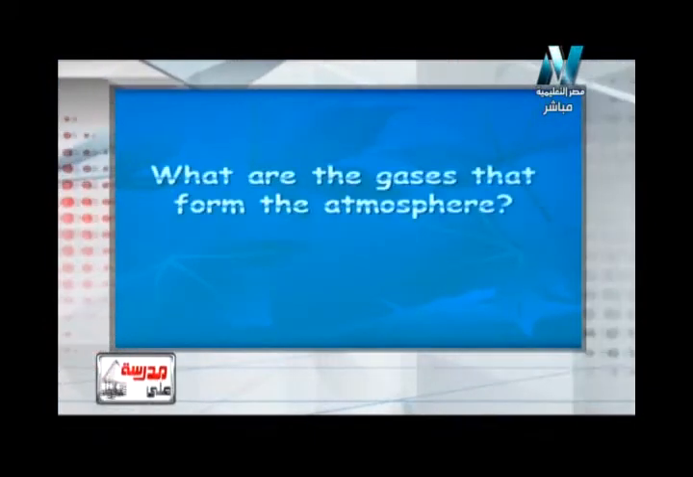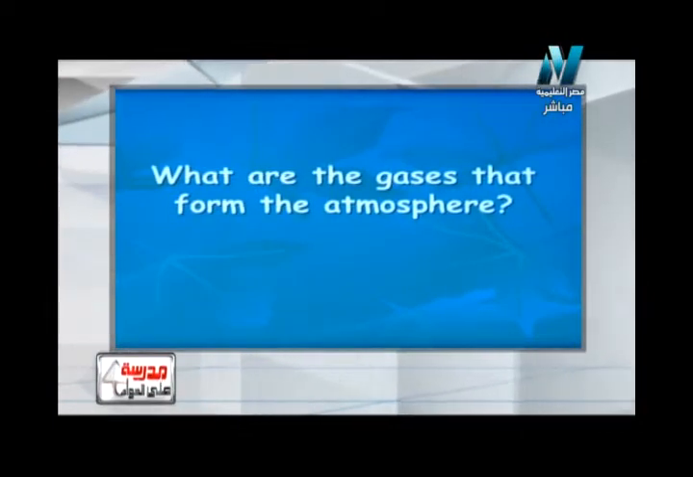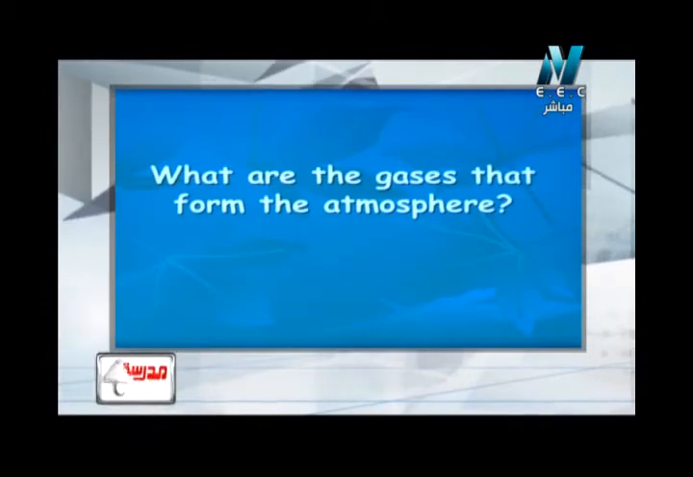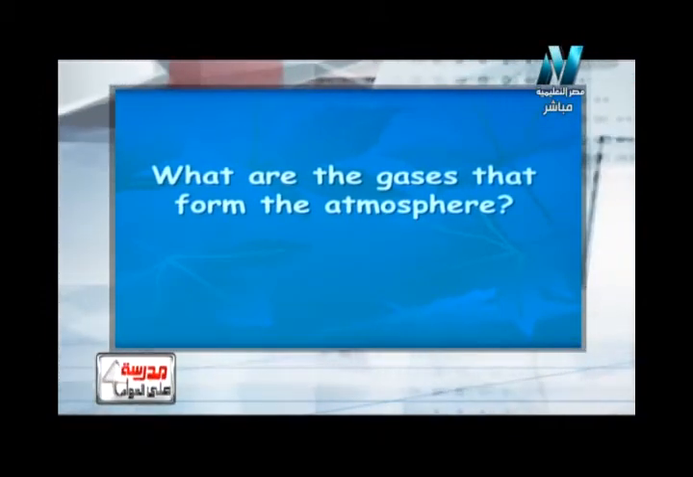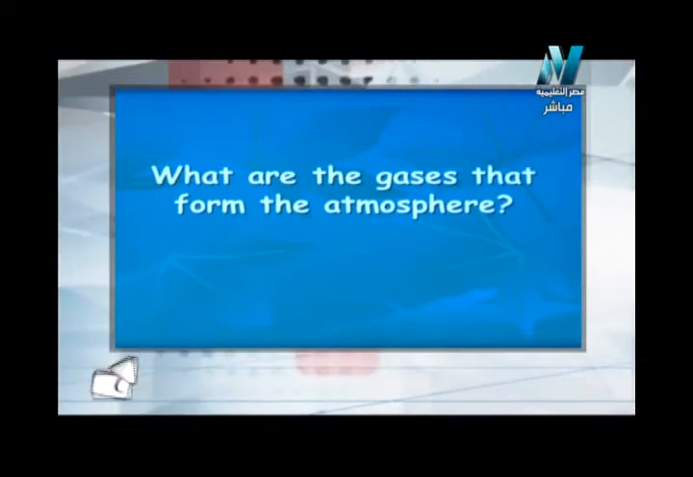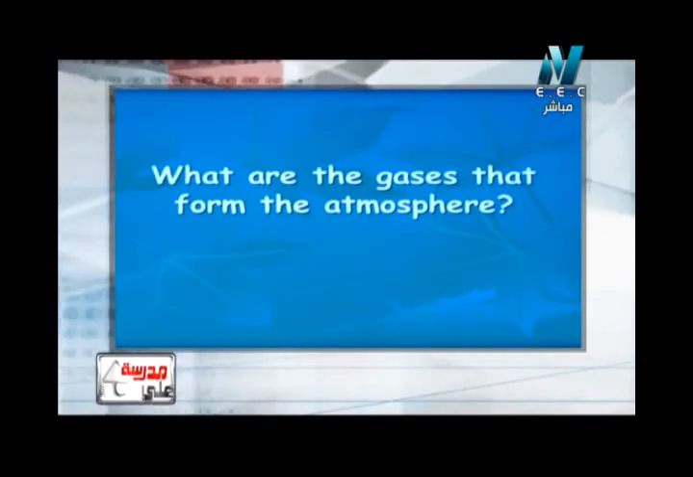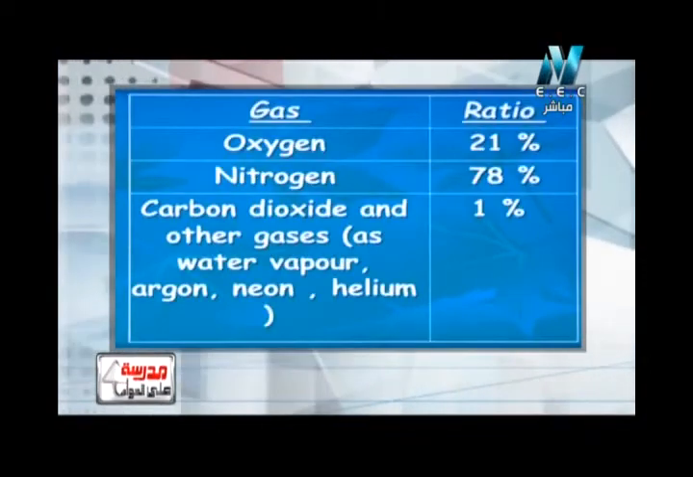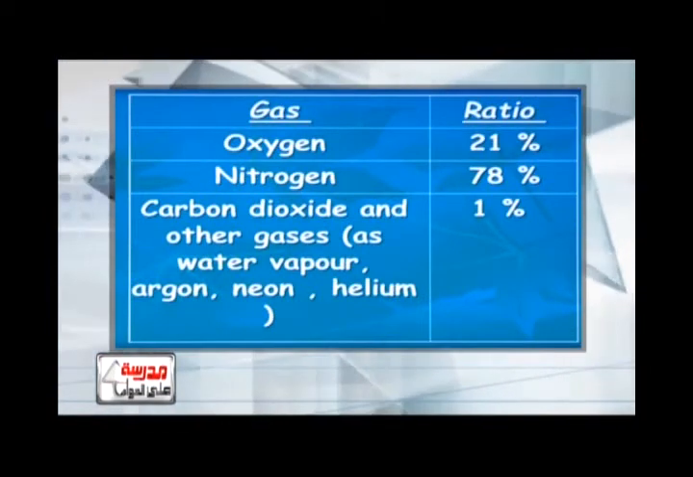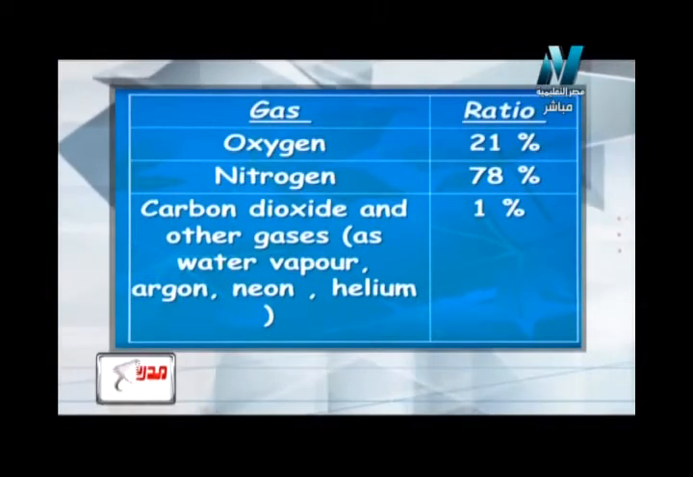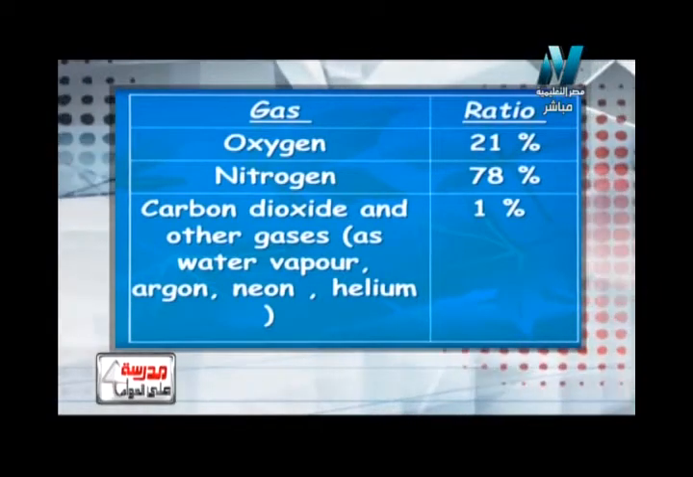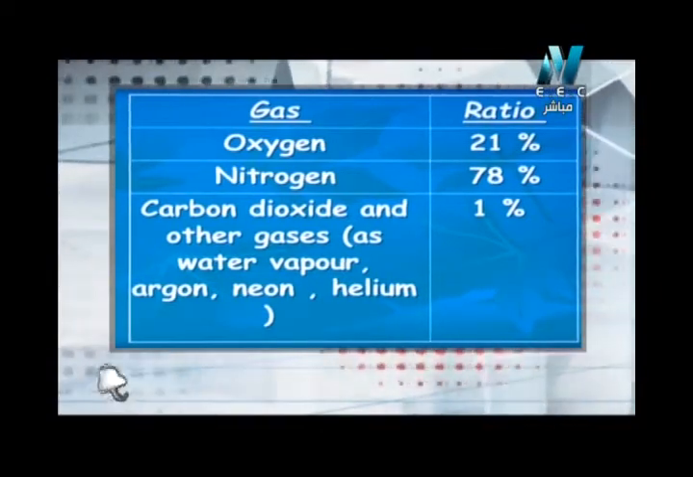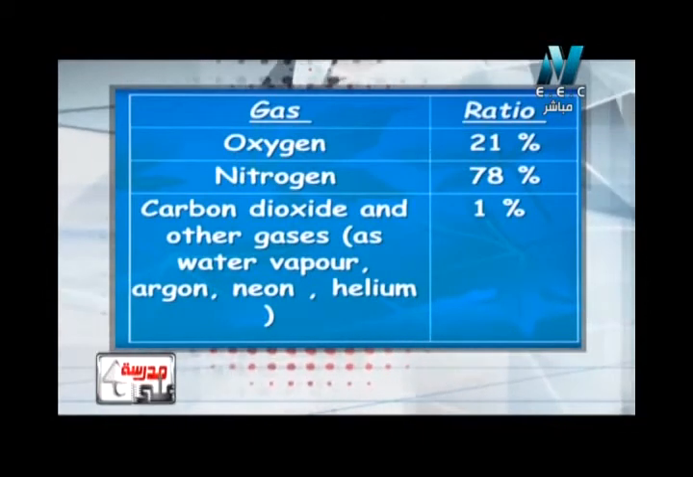Another information about the atmosphere. What are the gases that form the atmosphere? إيه هي بقى الجاس الموجودة جوه الأتموسفير أو الموجودة جوه الغلاف الجوي. We know from our previous study in primary 4 درسنا في primary 4 there are many gases such as nitrogen gas, oxygen gas, carbon dioxide gas and other gases such as water vapor, argon, neon, helium and so on. So what about each gas of them?